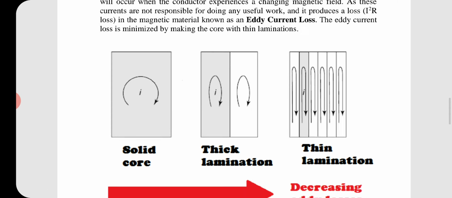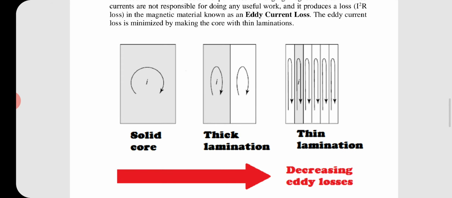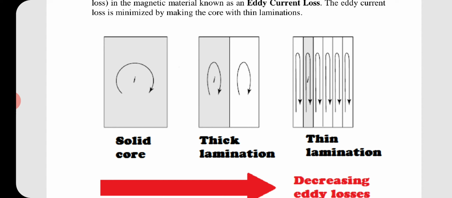This eddy current loss can be reduced by making the core of thin laminated sheets. We have seen in the laboratory that the core of a transformer is made up of thin laminated sheets. It's not made up of a single solid metal.